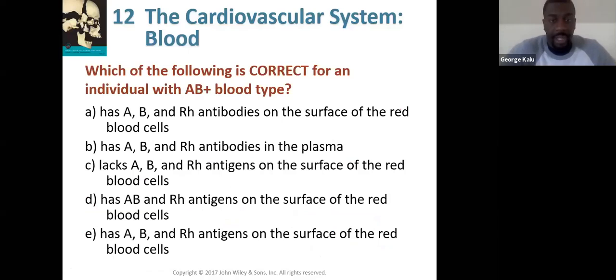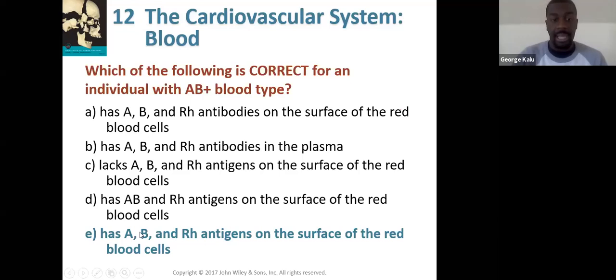Question here: which of the following is correct for an individual with AB positive blood type? Go ahead and take a minute to read through it. If you want to pause the video, you can. Pause it until you give yourself the time to figure out the right answer. All right, so the right answer for this one is E.